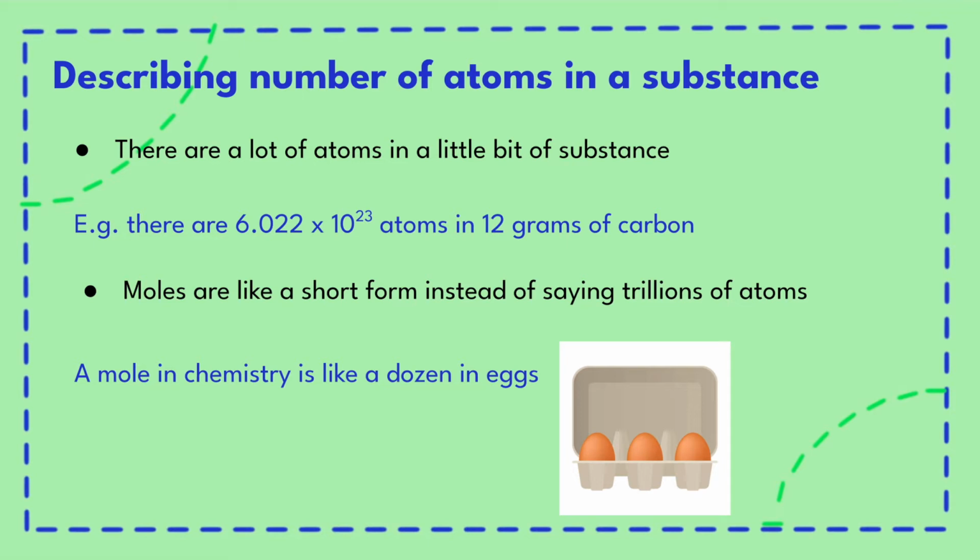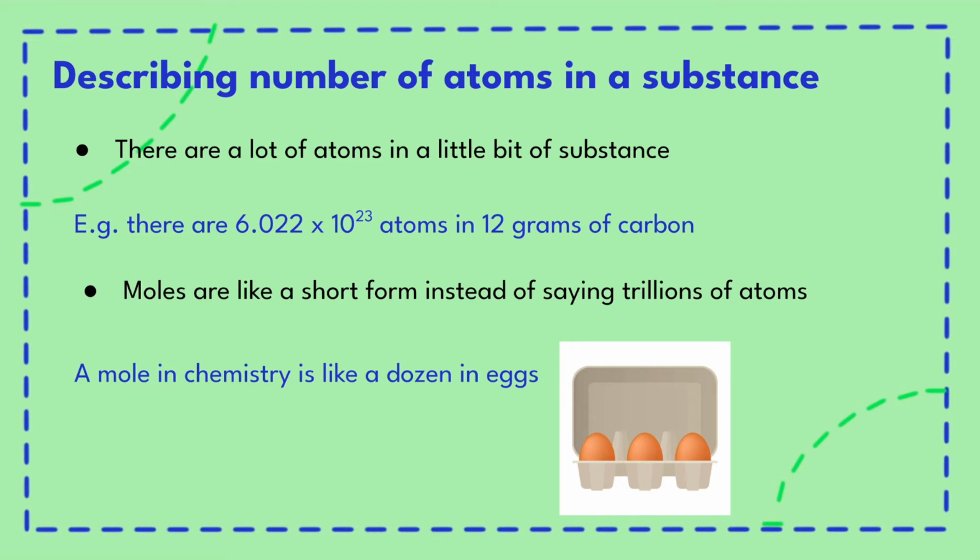That's 6.022 times 10 to the power of 23 atoms. That is way beyond trillions. So in the way that people like to say that they have 3 dozen eggs instead of 36 eggs, chemists just say that they have a mole of that substance. The word mole is like a short form instead of saying, I have trillions upon trillions upon trillions of atoms.